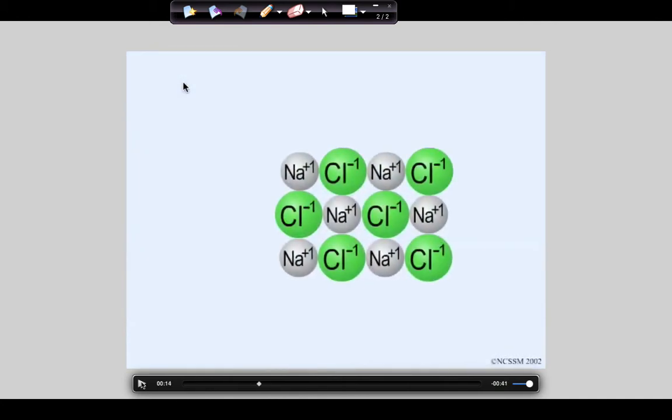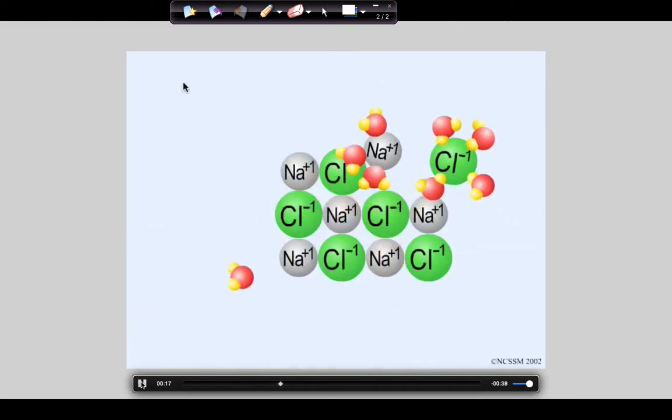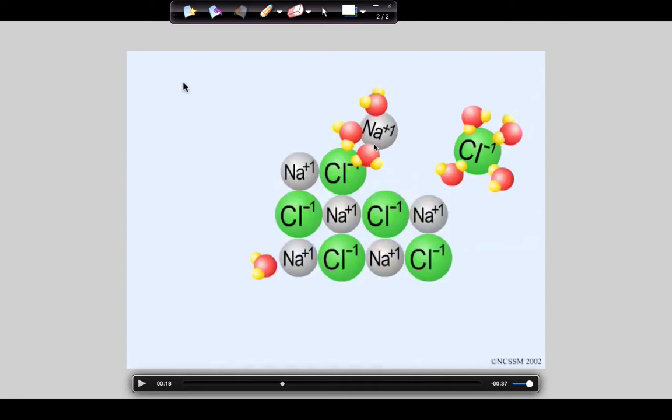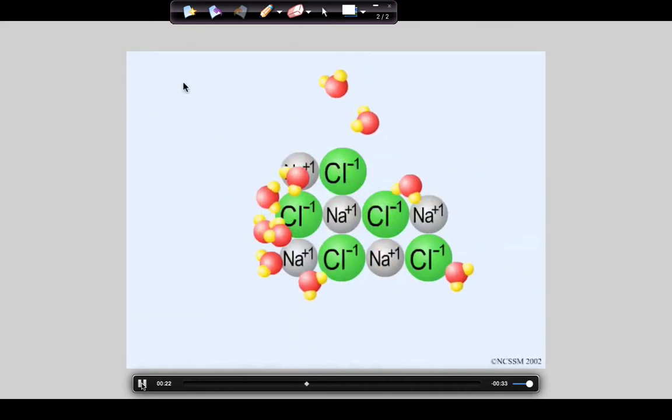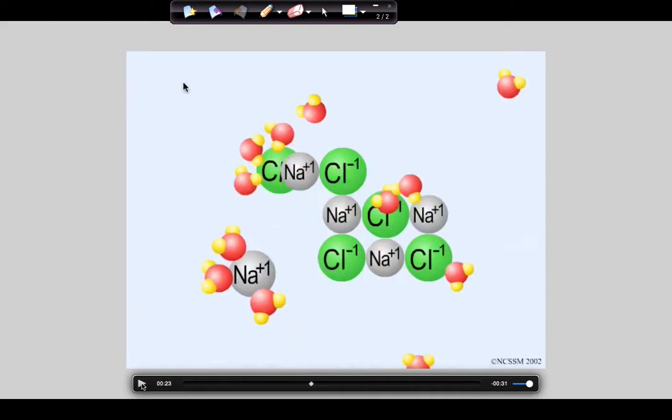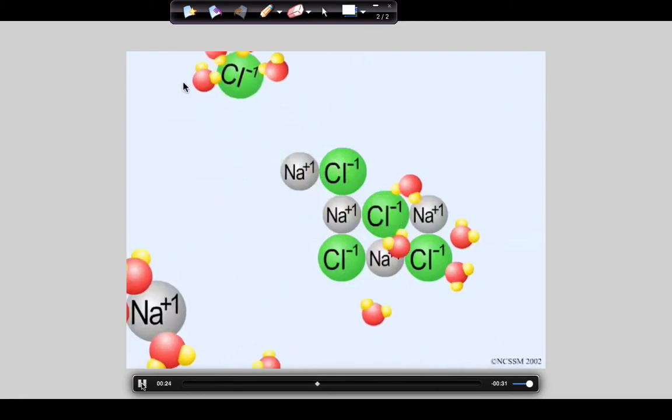And it looks actually like our model for salt, right? Only it's two-dimensional. But then, guys, what happens is these water molecules come in like little tugboats, and intermolecular forces form between the ions and the water molecules, and these intermolecular forces allow the water molecules to surround the ions, and these ions get pulled off into solution. Now, guys, the presence of these ions now allows the salt solution to conduct electricity.